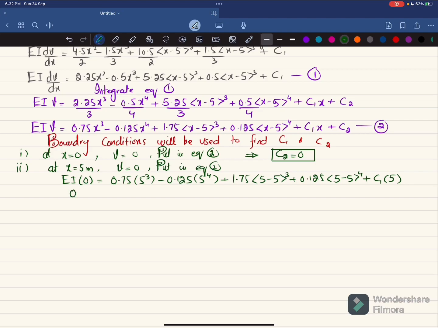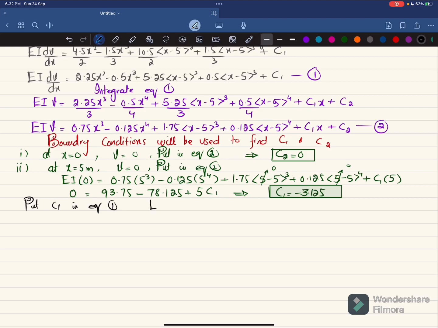So you will get 0 will be equal to 93.75 minus 78.125. This term will be 0. This term will be 0. So we will be left with 5 times C1. And when you calculate this, you will get C1 will be equal to minus 3.125. Now you have C1 and C2. So what you will do is put C1 in equation number 1.